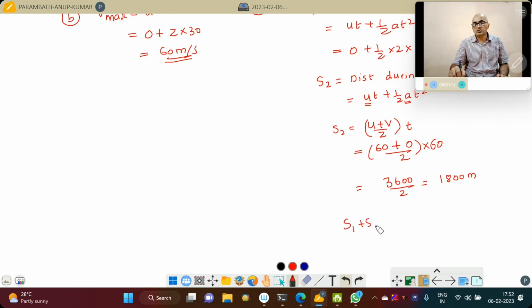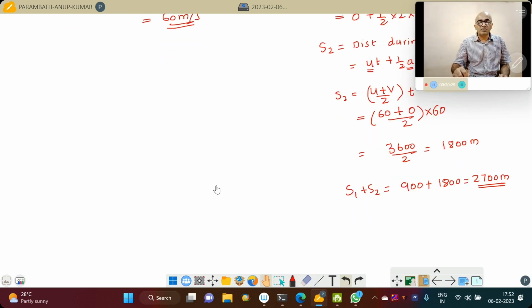So now the total distance traveled is S1 plus S2, the total distance traveled during the entire journey. That is 900 meters plus 1800 meters, that is 2700 meters. This completes the A part of the question, students.